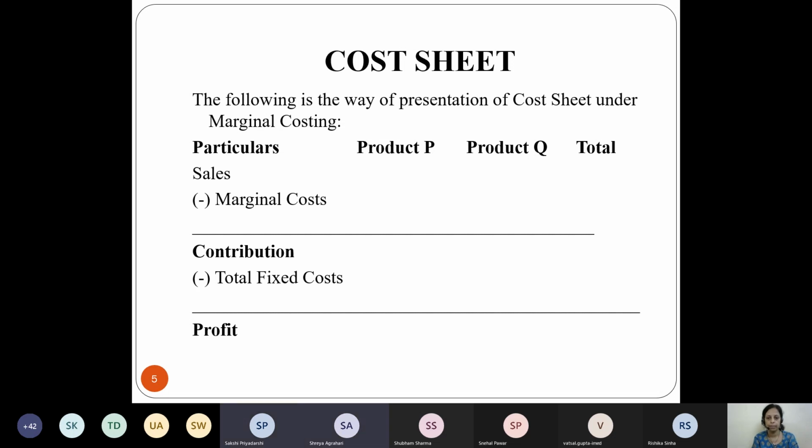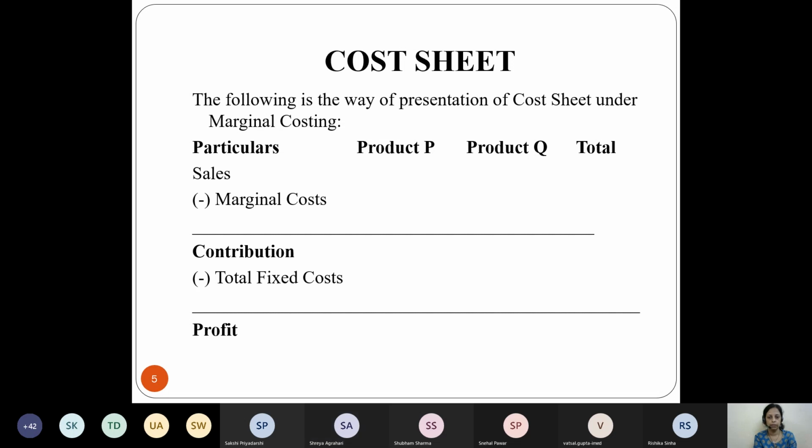Ma'am, can you repeat the point? Yes. Listen properly. In marginal costing, fixed cost is not absorbed in the products P and Q. So how will you prepare the cost sheet? It starts with sales. So sales of product P, product Q, total sales, minus marginal cost of product P, product Q, total marginal cost. So you will get total contribution. Total contribution minus total fixed cost is equal to profit. Have you followed?